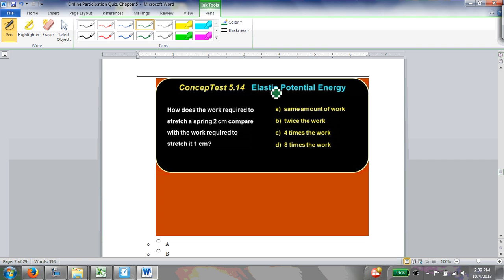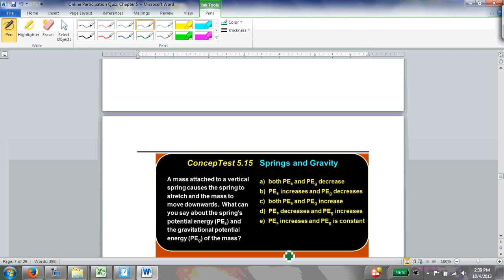How does the work required to stretch a spring 2 centimeters compare with the work required to stretch it 1 centimeter? Remember, potential energy of a spring is 1/2 kx squared. So if I stretch it twice as far, which is what I'm doing here, I get 4 times the potential energy, or 4 times the work required.